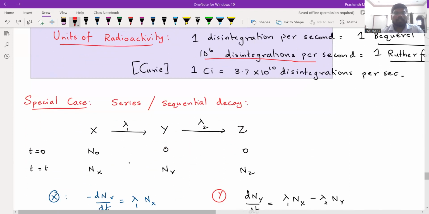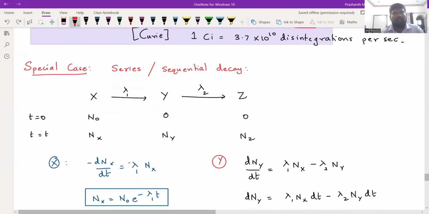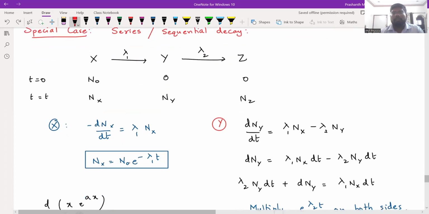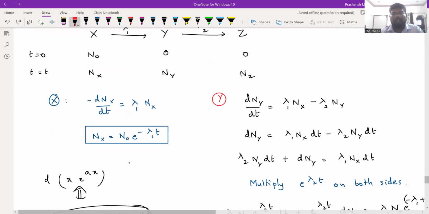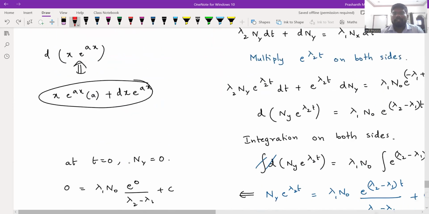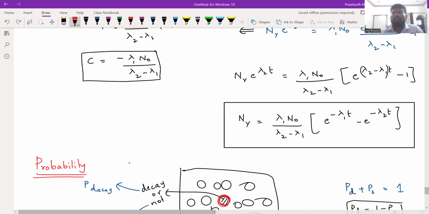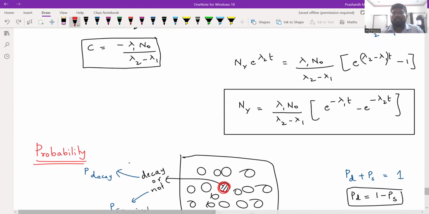One other case is series disintegration, where X is changing into Y and Y is changing into Z, something like that. Then we have seen how to find the number of Y nuclei after some time. We did the integration and finally said that NY comes out to be lambda 1 into N0 by lambda 2 minus lambda 1, times the difference of the exponential terms.